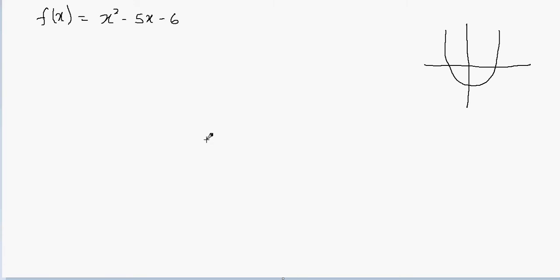In this video we'll learn how to find the zeros of a function, or we can also say how to find the roots of a function. So I have the function here, f of x is equal to x squared minus 5x minus 6, and I have to find the zeros of this function.